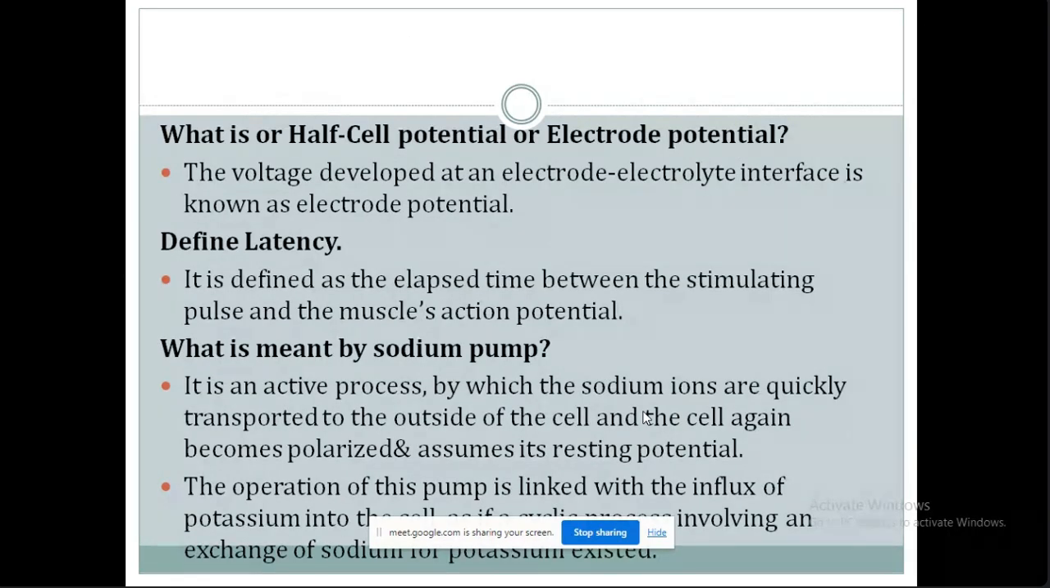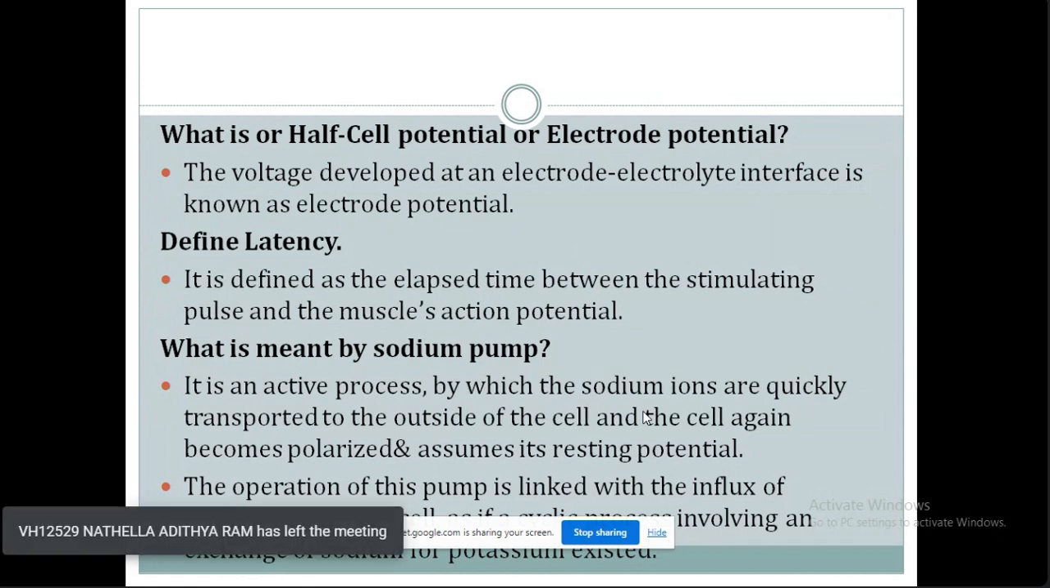Next is the half cell potential, or electrode potential. This is the voltage that develops at the electrode and electrolyte interface. We are dealing with an electrode and an electrolyte, where the electrolyte contains ions such as potassium, which interact with the electrode. At this type of interface a voltage develops, which is called the electrode potential or half cell potential.